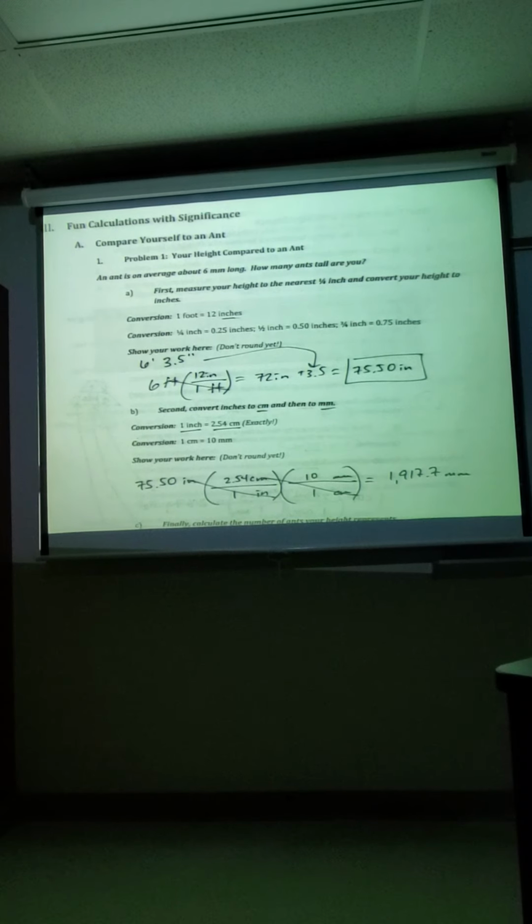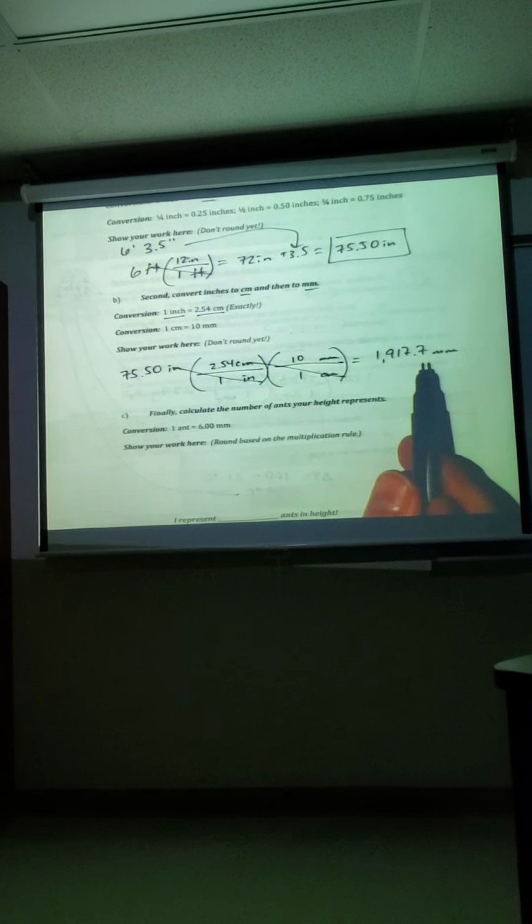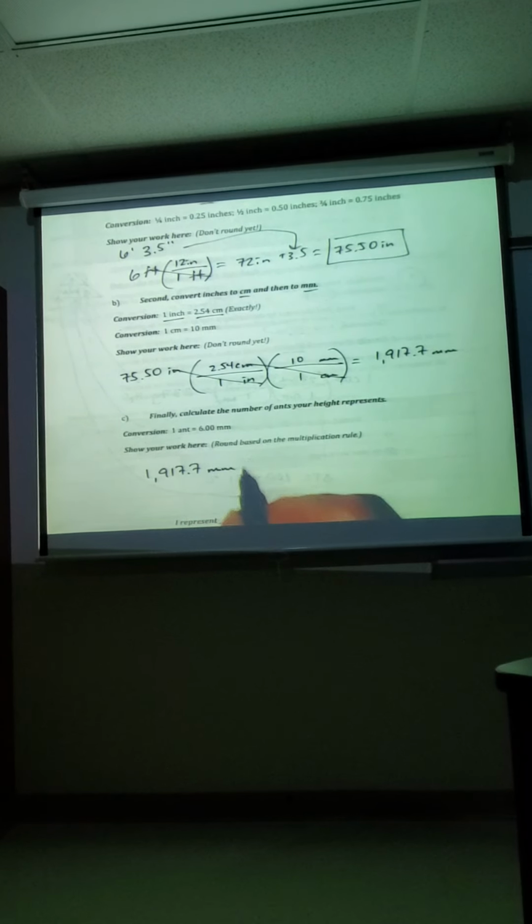Lastly, 1 ant is every 6 millimeters. We know the total. So if every ant is 6 millimeters, we just need to take our number, convert it to ants. So 1,917.7 millimeters total height for me. Get rid of millimeters. And this process is so common over the next several chapters, that's why we practice.